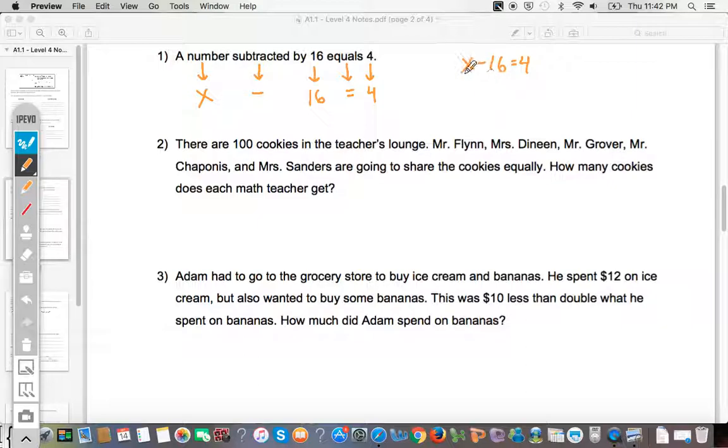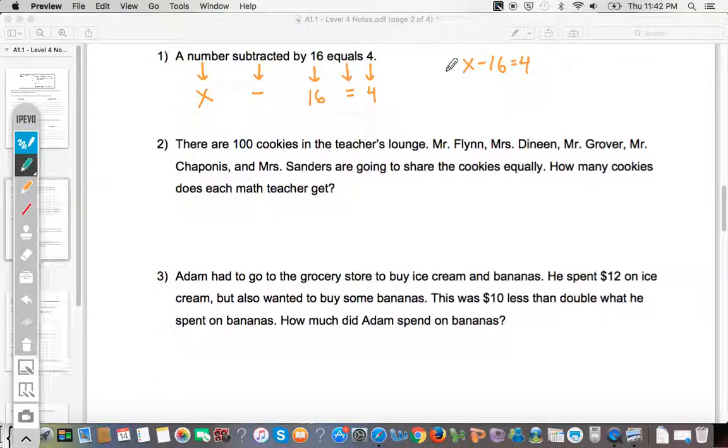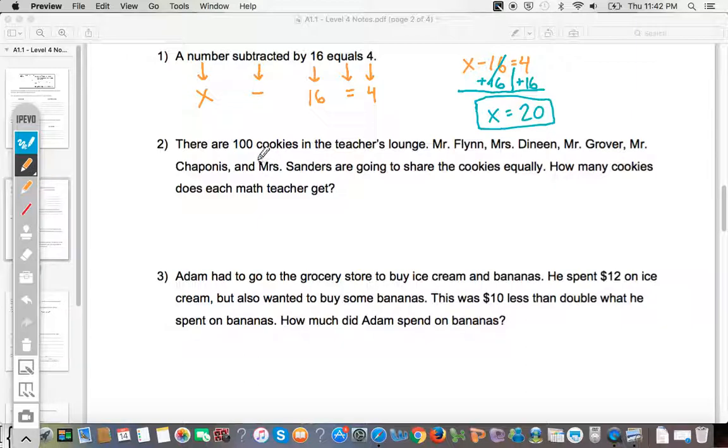So let's solve for our variable now. I make my t, add 16 over here, they cancel, add 16 over here, so I get x equals 20. Awesome. So let's move up to a harder one now.